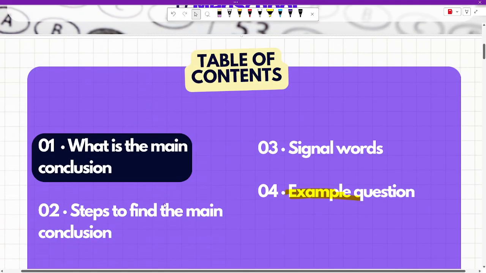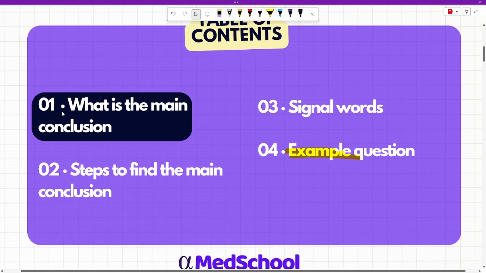Today's video is going to be broken down into 4 different parts. The first one is what is the main conclusion, where we're going to be basically explaining what we mean by main conclusion. The second thing is steps to find the main conclusion, third, signal words that you can use to guide you, and fourth, we're going to be solving some questions with you guys.